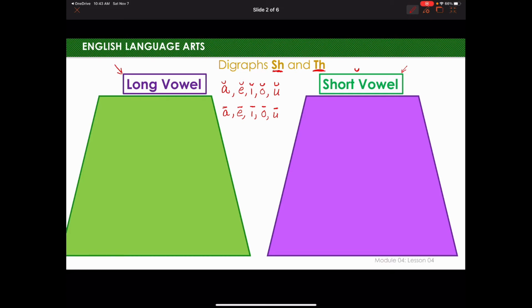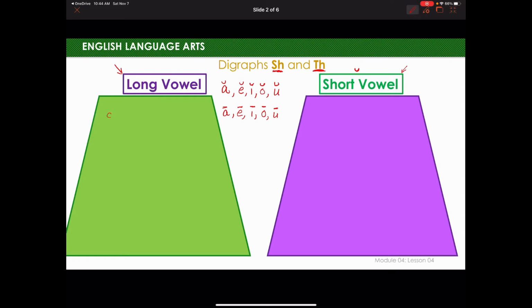Our first word, we have the word shine. Let's break that down into the sounds that we hear. Shh. There's that SH sound. I, n. Let's think about the vowel sound we hear in that word. Sh, I, n. Do you hear the vowel sound? I hear the I sound, and that says the name of the letter. So that must be a long vowel. So I'm going to write the word shine in the long vowel section.